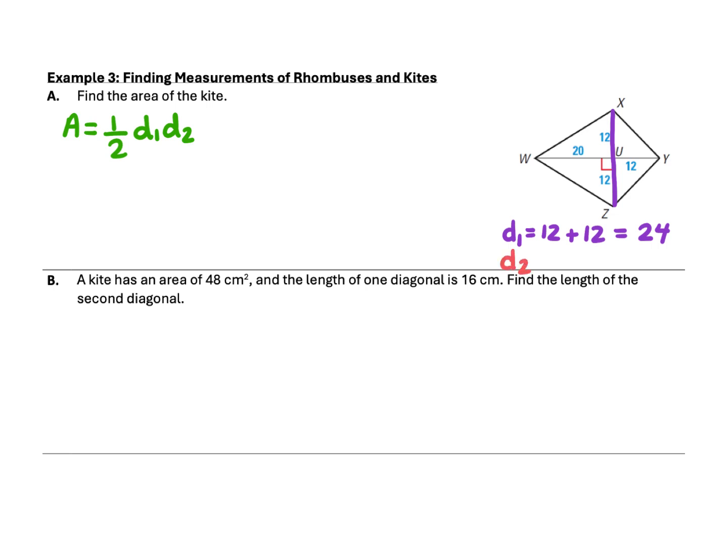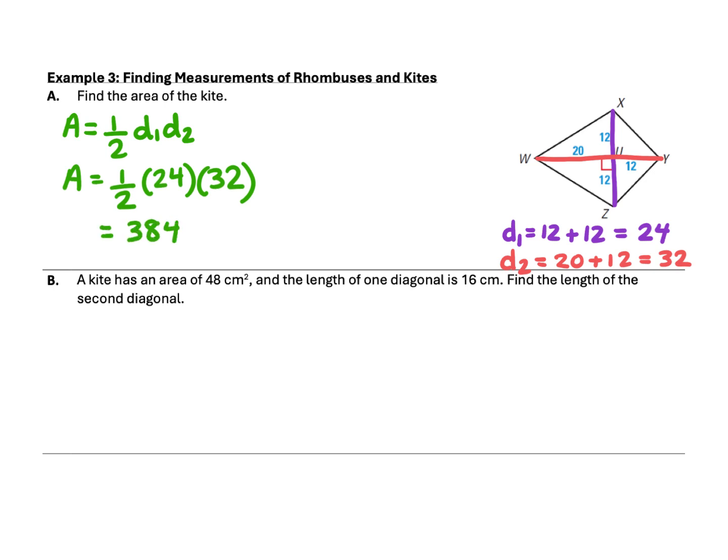Then we'll do the same to calculate D2. So D2 is that second diagonal. And notice how that is 20 and 12. So I need to take 20 and add 12, and that's 32. So those values there, the total lengths, are what we need to use for the diagonals. So now let's go ahead and substitute those values into our formula. Area equals 1/2. D1 was 24, and D2 was 32. And if you go ahead and calculate that, 1/2 times 24 times 32 ends up being 384.